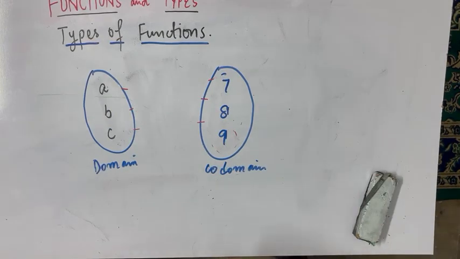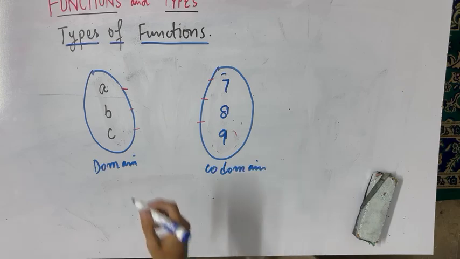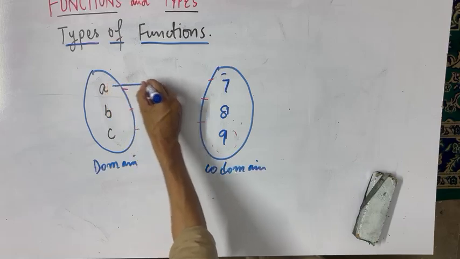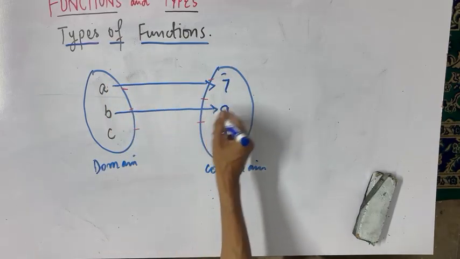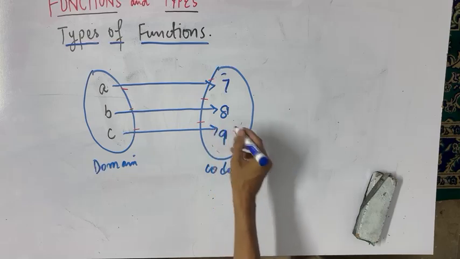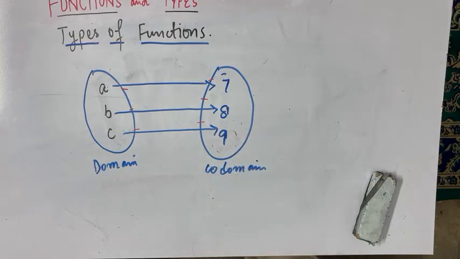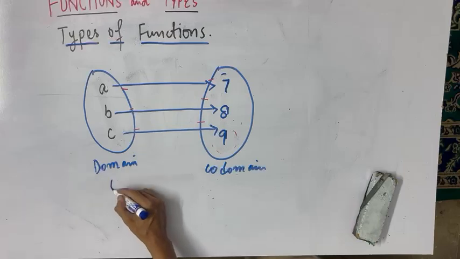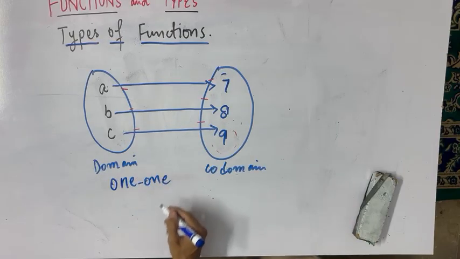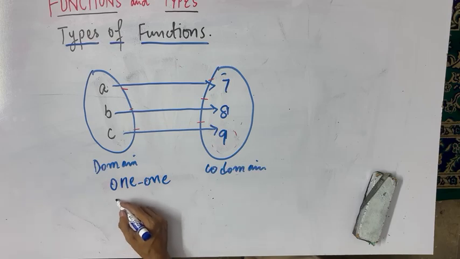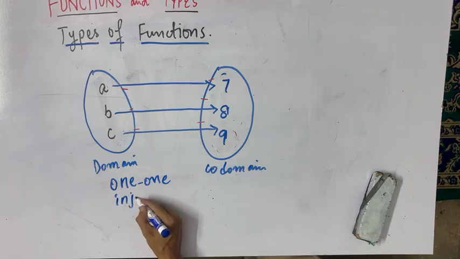Now let's understand the second type of function. For example, if we have a condition in which for exactly one input there is one unique output, or in other words, the output is not repeating, this particular type of function is called a 1-1 function. There is one more name for it, it's called an injective function.